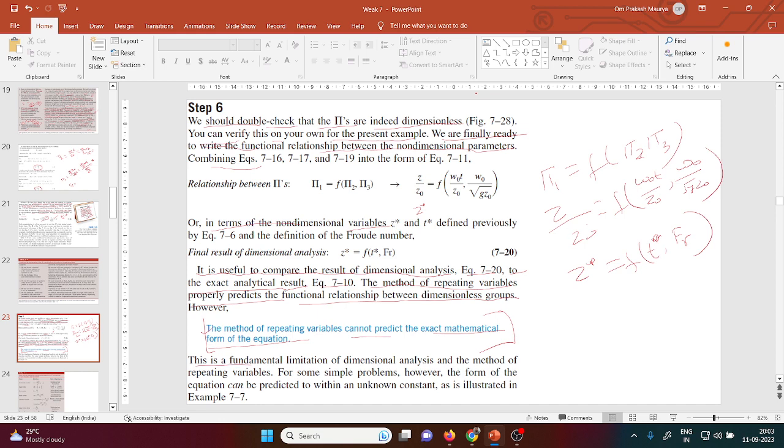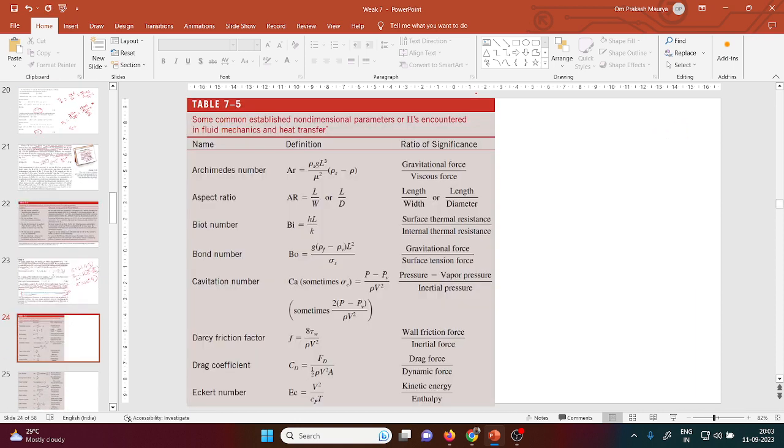So this is the fundamental limitation of dimensional analysis. You already know the limitation: dimensional analysis cannot predict the exact mathematical form of the equation, and neither can the method of repeating variables. For some simple problems, however, the form of the equation can be predicted with an unknown constant, as illustrated in the example.